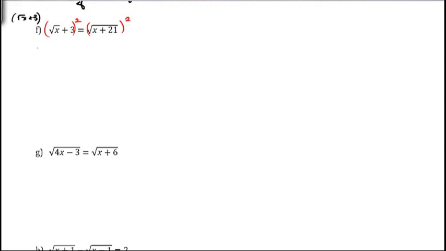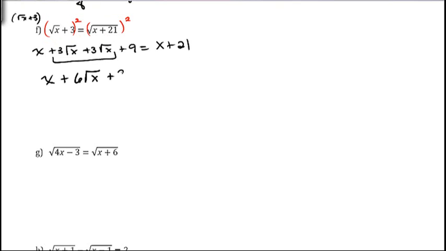So square root of x times the square root of x is x. Square root of x times 3 is plus 3 square root of x. Then we get another plus 3 square root of x, and plus 9. And over here we get x plus 21. Simplify this side, so these two terms we can combine. So we get x plus 6 times the square root of x plus 9 equals x plus 21. We want to get this square root by itself, so we need to subtract the x and subtract the 9 from both sides.